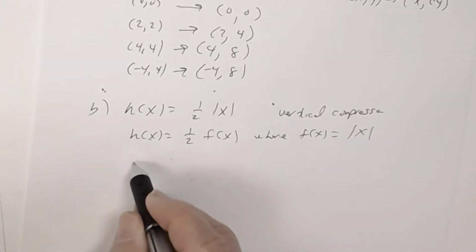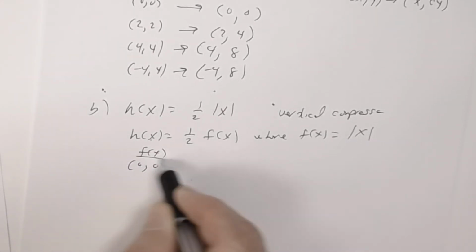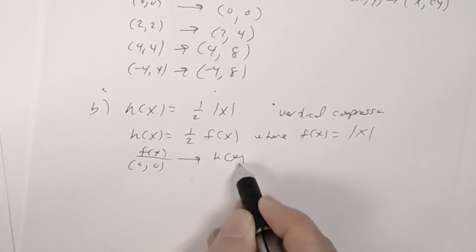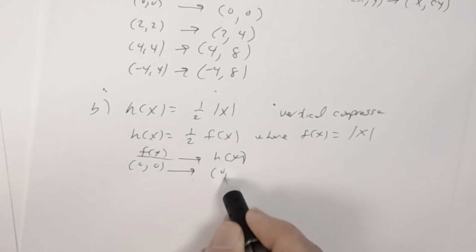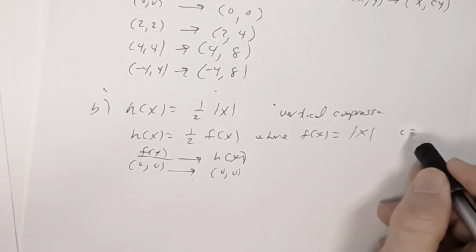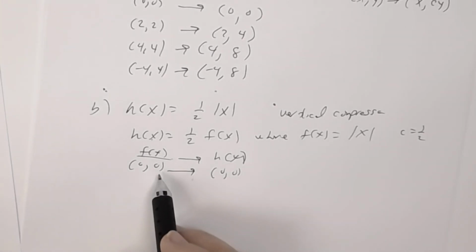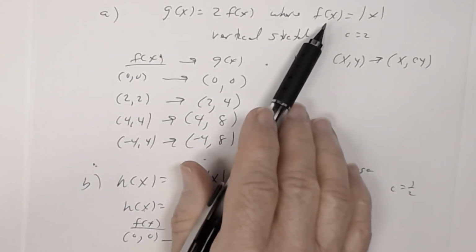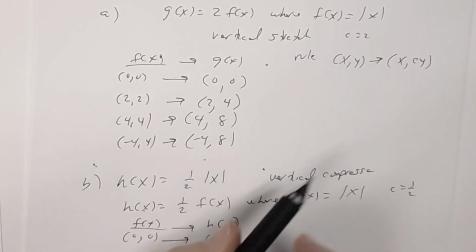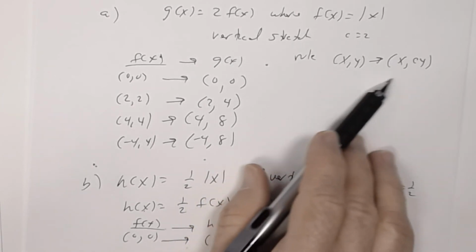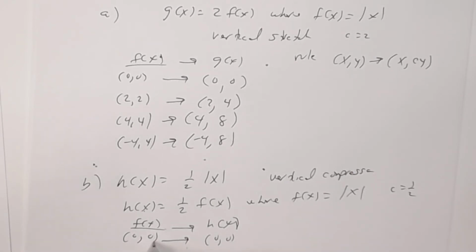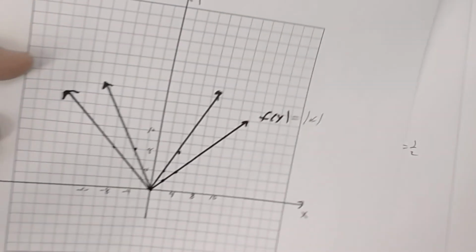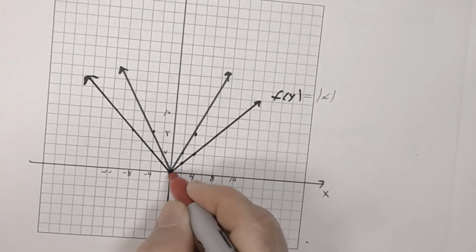So the point 0, 0, remember this is f of x, and we're going to transform it to h of x. So the point 0, 0 becomes what point on h of x? Becomes a point 0, 0, because remember c here is 1/2, right? And so our rule says whenever I have a vertical transformation, either stretch or a shrink, the x value stays the same. I got to take the y value multiplied by c. So 0 times 1/2 is still 0. All right, so I'm going to use the red graph for that one. So I get 0, 0.